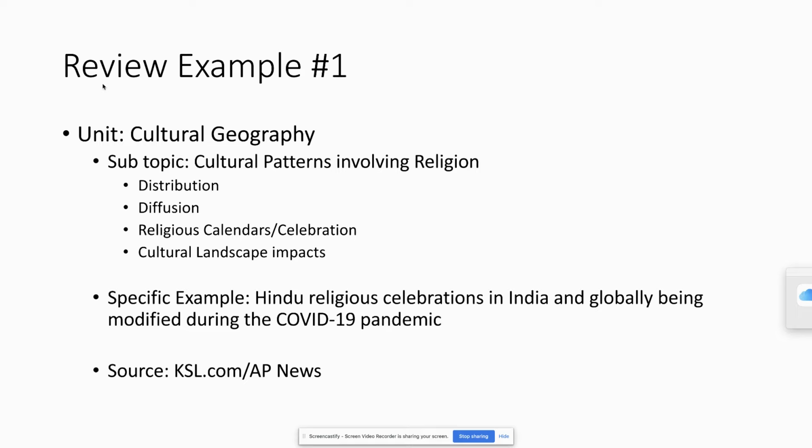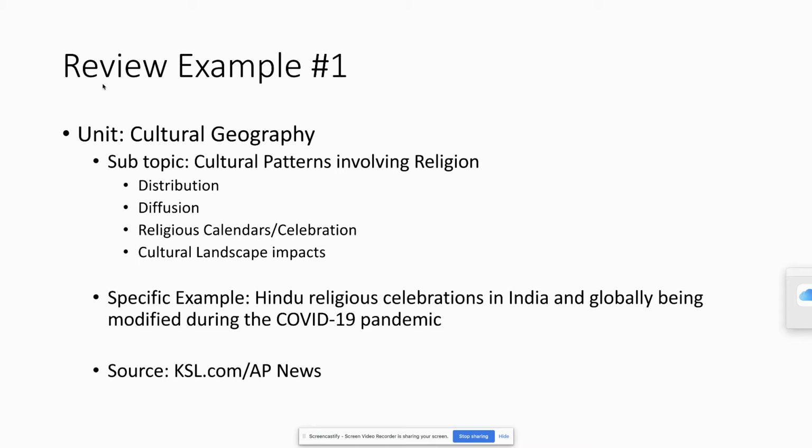And in doing so, we're going to cover ideas about distribution of certain religions, diffusion, how have they spread, if they've spread. We can take a look at ways that religion impacts the cultural landscape, maybe through their calendars and how they mark different events in their history, whether it's a celebration or more of a somber remembrance, and other ways that a particular religion can impact the landscape.